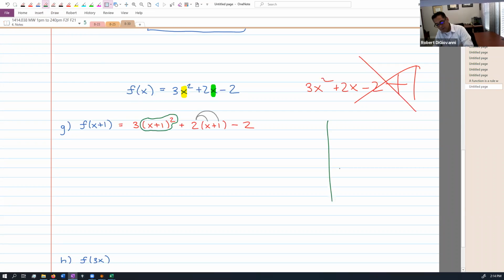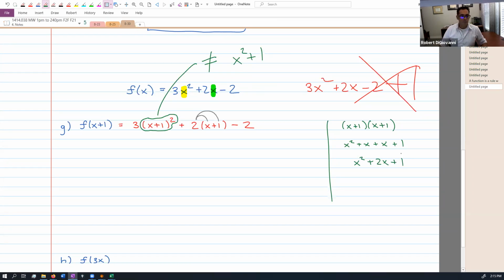So that means you have to do this: x plus 1 times x plus 1. Please do not square each of them. Do not square the x and the 1. Do not tell me that that's x squared plus 1, because it's not, all right? You have to FOIL it out. So this becomes x squared plus x plus x plus 1, so x squared plus 2x plus 1. So that's my little scratch work.